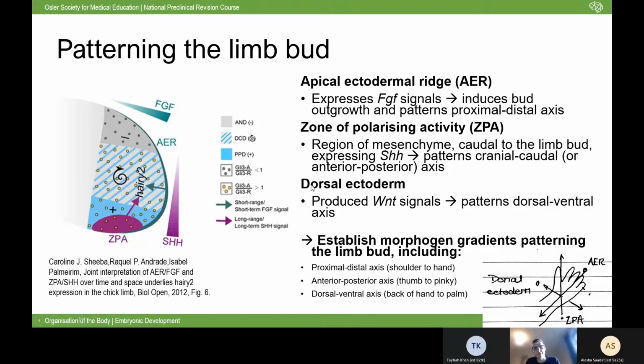The ZPA is a bit confusing, and the reason it takes slightly different names, anterior, posterior, cranial, caudal, is to do with how the limbs rotate during development, but I wouldn't worry about it too much, just learn it.